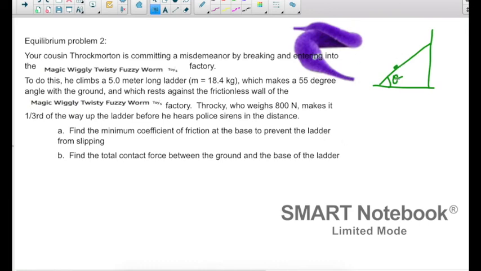So let's think about this analysis. We know that he's in equilibrium. We know that the ladder is in equilibrium because it's not moving, it's not slipping, rotating, sliding, anything like that. And so we are interested to know what the coefficient of friction is at the base of the ladder down here. And that's the first question. And then we want to know the total contact force between the ground and the base. So what is the force of contact down here as well?